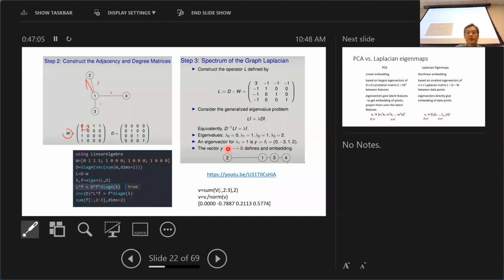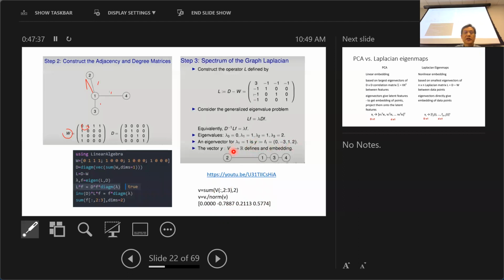And then you just use those F, which are the eigenvectors, as your new embedding position. Okay. This is source code in Julia, very similar to MATLAB. That's the MATLAB solution, and the value is slightly different from what they provide.